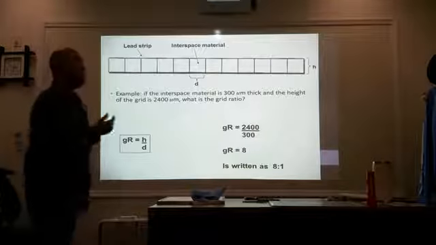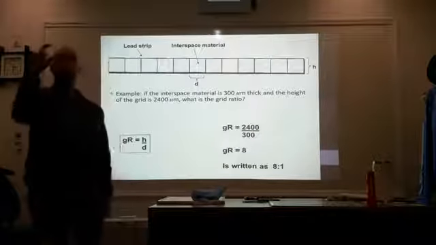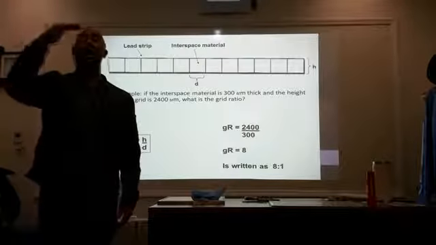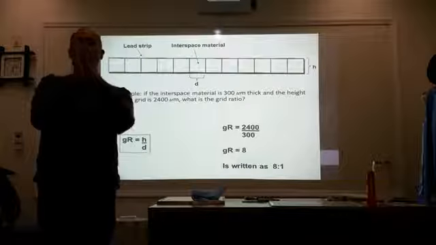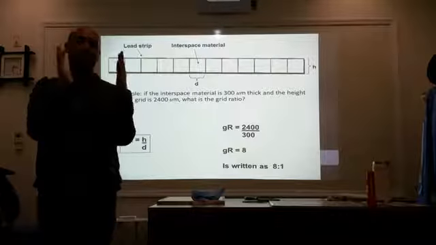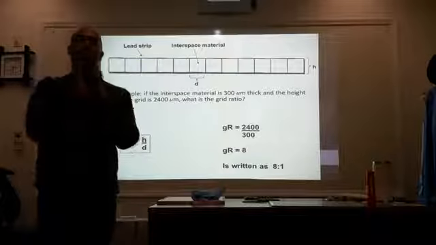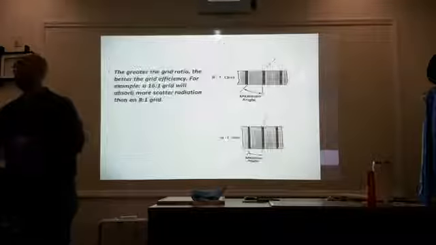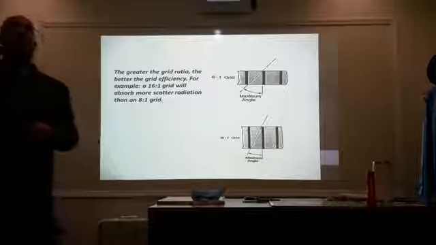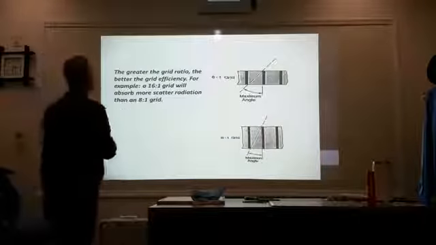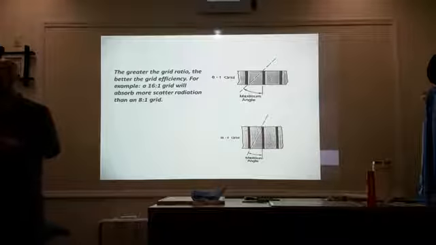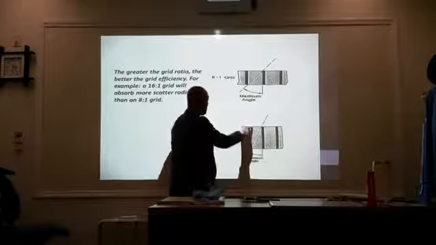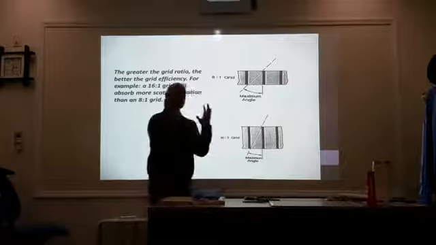What the number means is, the lower the number, the shorter the height of the strips, and they're also going to be more widely spaced. Shorter and more widely spaced. In reverse, the greater the grid ratio, the better the grid efficiency. Why? Because now the strips are going to be taller, and they're also going to be closely spaced together.